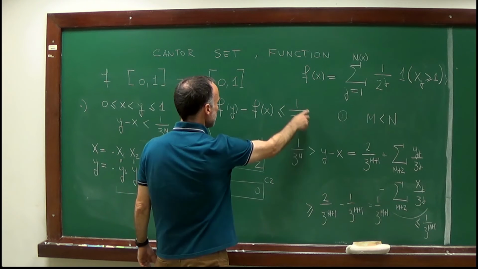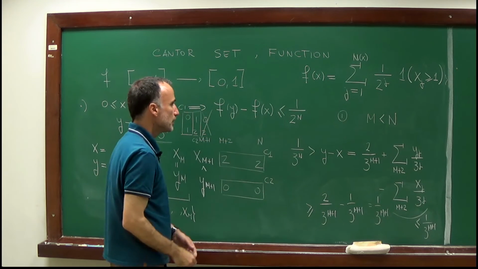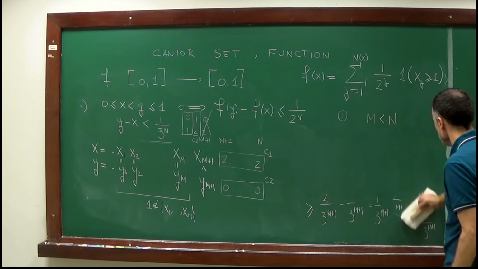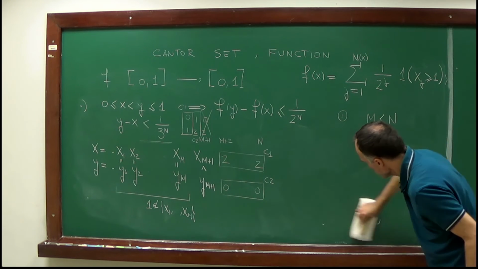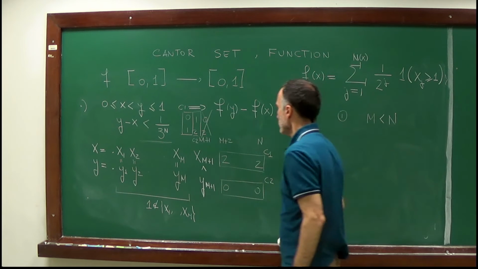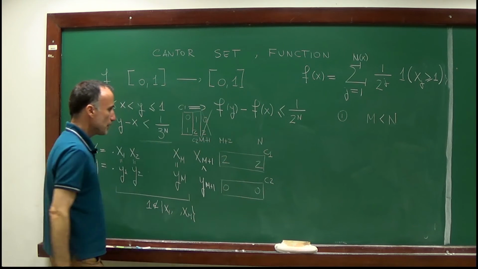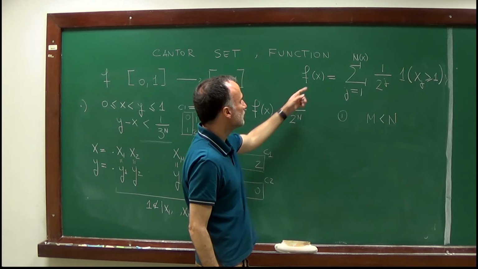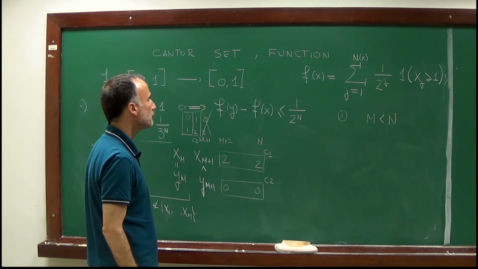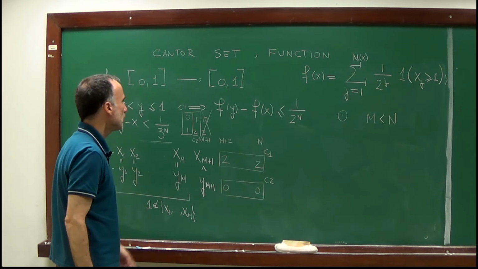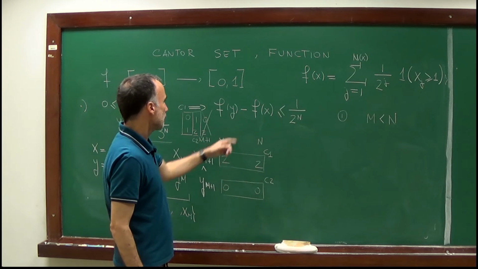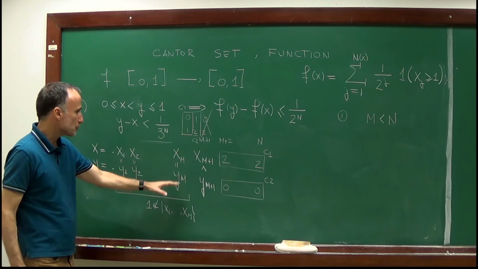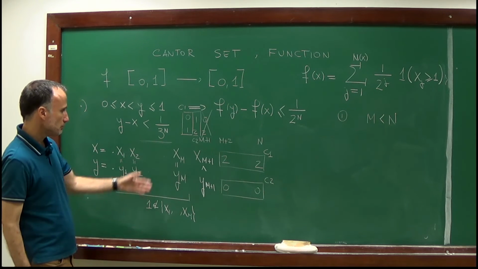So I can restrict my attention to these two cases, and I have to prove in these two cases that Fy minus Fx is less or equal than 1 over 2 to the power n. But now it's very easy. Once we observed this fact, it's very easy to obtain that bound. It's enough to just recall the definition of F. So again, Fy minus Fx, I can just forget about the contribution of the first m terms because they are equal.